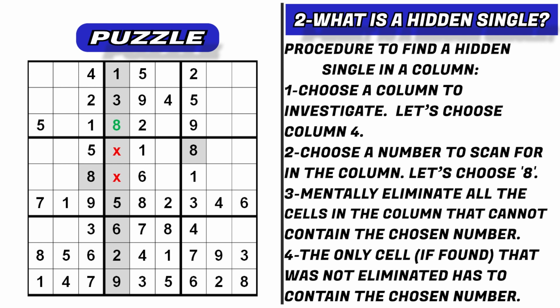In our case, 8 cannot be in the first cell of column 4 that already contains 1. It cannot be in the second cell either, as it already contains 3. It cannot be in the 4th or 5th or 6th or 7th or 8th or 9th cell. The only cell left that can contain 8 is the 3rd cell of column 4. Therefore, we will place 8 in that cell.